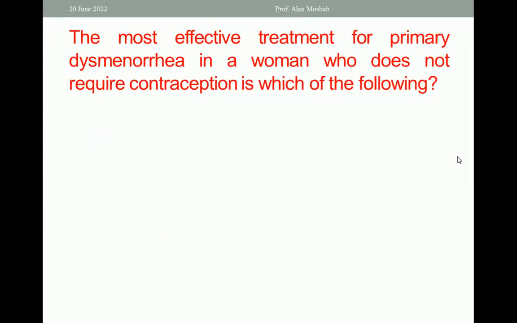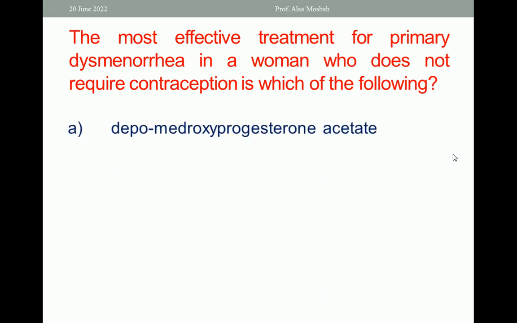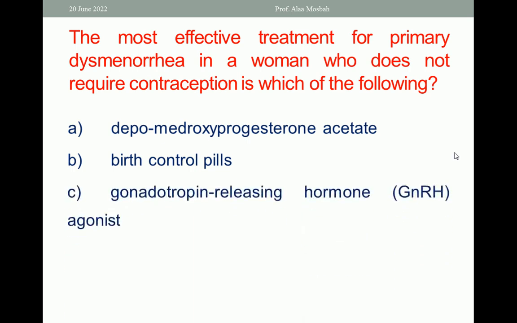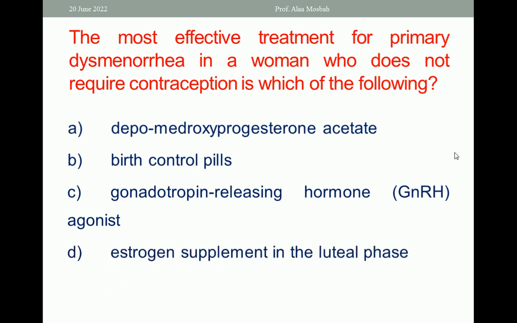The first question: the most effective treatment of primary dysmenorrhea in a woman who doesn't require contraception is which of the following? A. Depomedroxyprogesterone acetate. B. Birth control pills. C. Gonadotropin releasing hormone agonist. D. Estrogen supplement in the luteal phase. E. Prostaglandin synthase inhibitors. Choose the one best response.